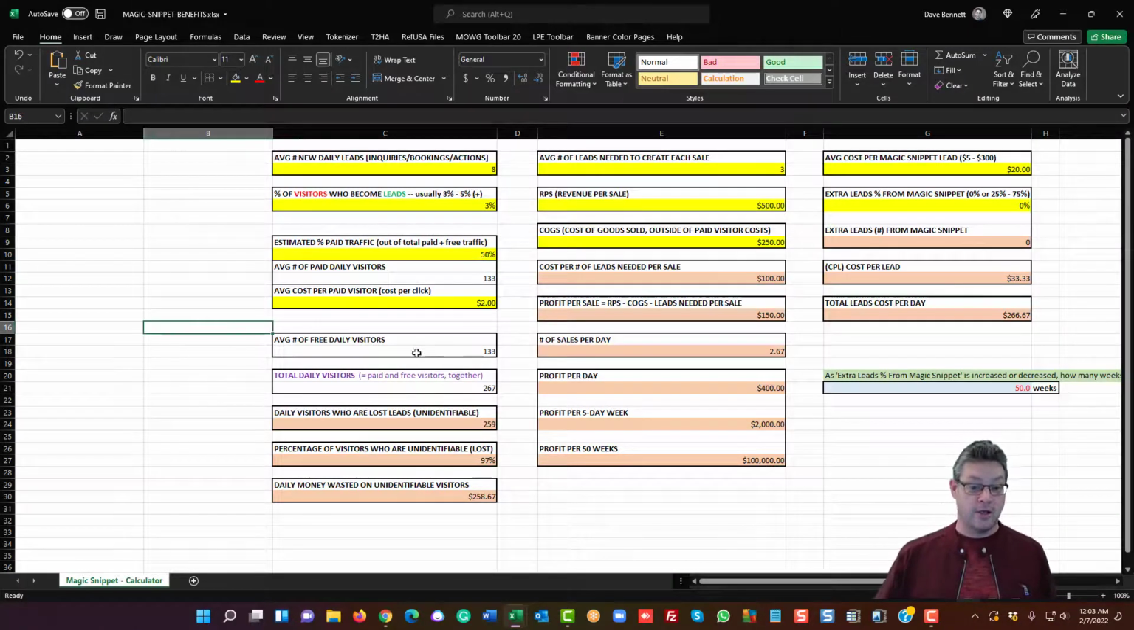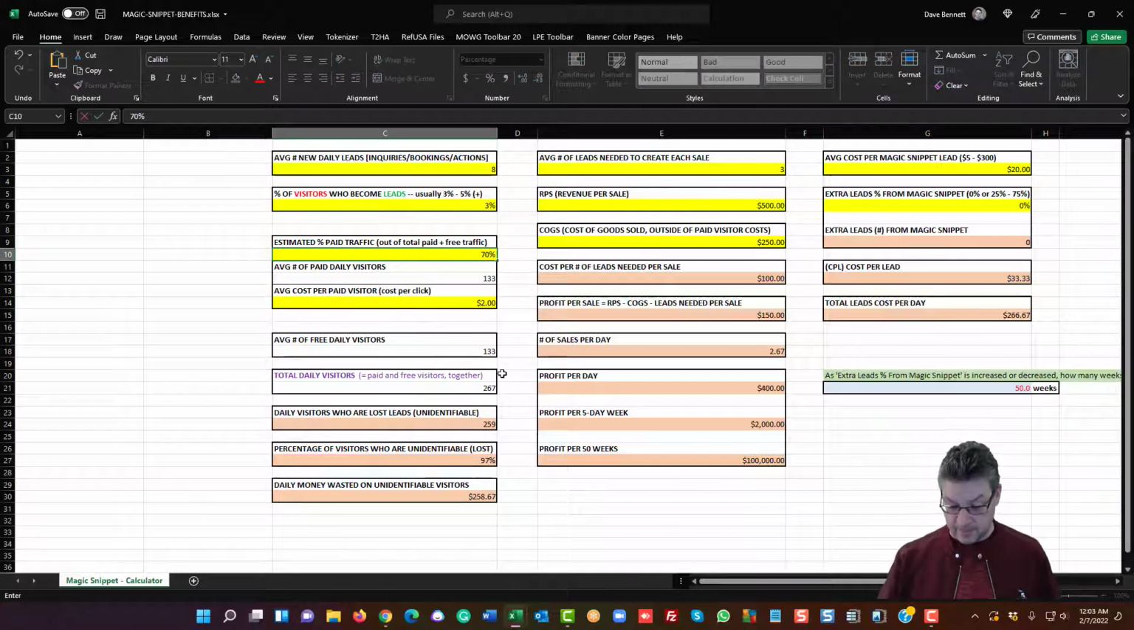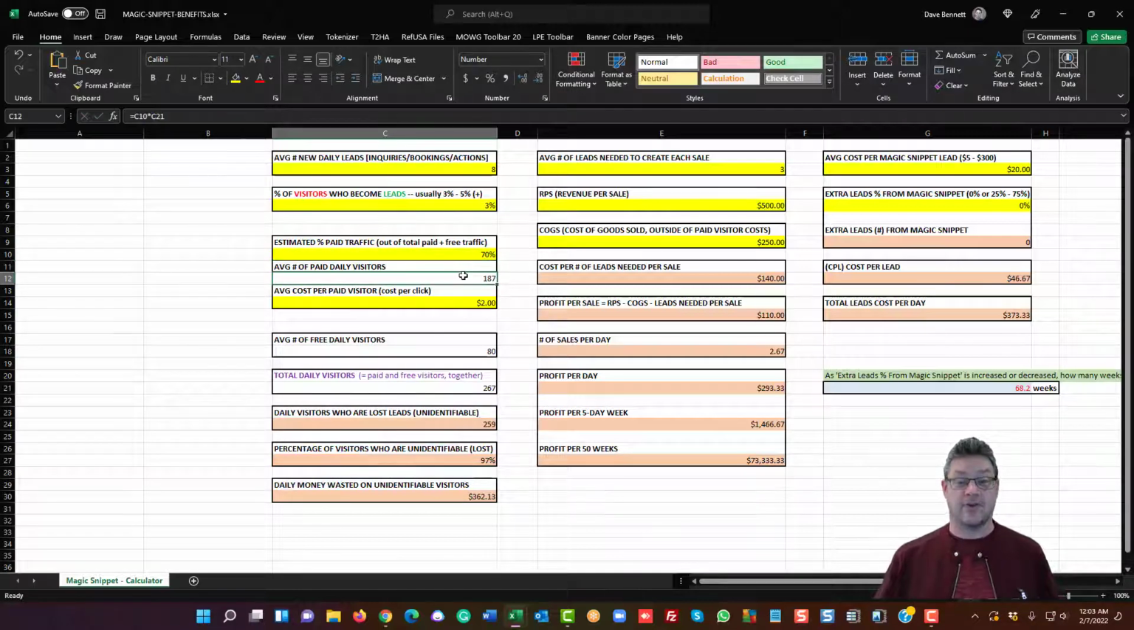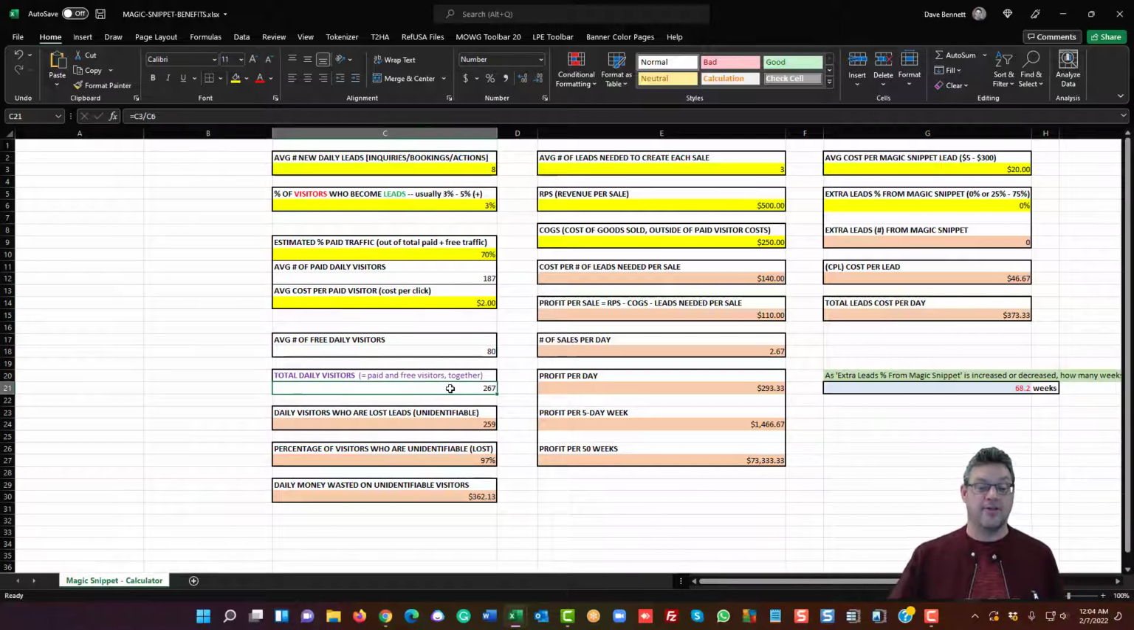Okay, now you can study the numbers. It's going to tell you what's going on. You paid for half, that's 133. The number of free daily visitors is also 133 because of that. If I said I paid for 70% of my traffic, that's 187, and what's left is like 80 who came for free. Okay, now what? Total daily visitors is paid and free visitors all together. So that's how many people are really coming to your site, like 267.